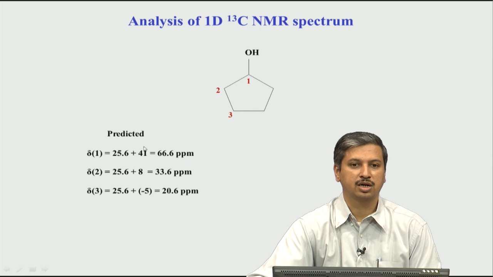Then again, if you recollect, in the last class we saw the chemical shift ranges, and there we saw that if you have a C single bond O, the carbon chemical shift comes somewhere in this range, 60 to 80 ppm. Now, if you look at the second carbon here, which is away from the OH, the inductive effect is reduced, and according to the table it is 8 ppm. If you add this, you get this value. Now, the third carbon is even further away, and that has a contribution of -5 to the base value. If you add this, you get this value.